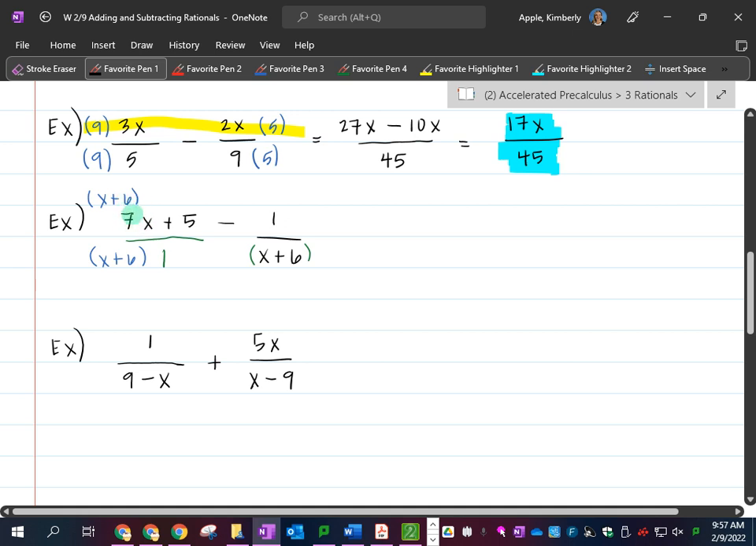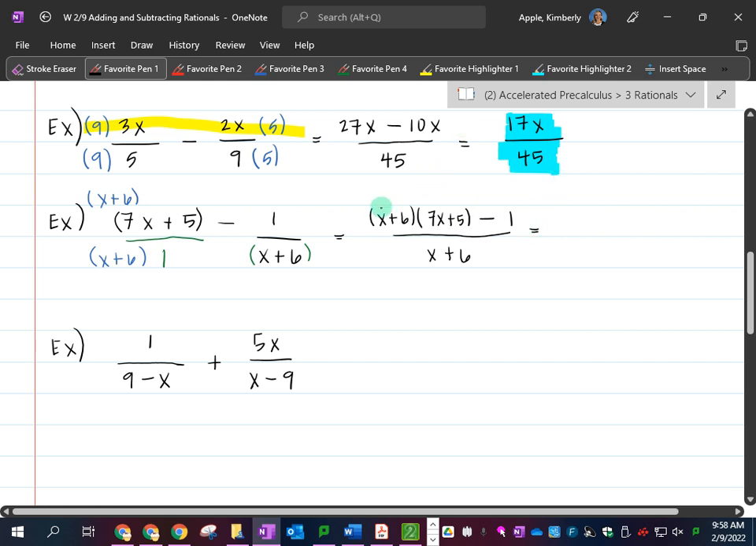So this one gets a little tricky. Do you remember what I said? These numerators, these pieces of the fraction, stay together. So when you write this one over here, your common denominator is x plus 6. But then you have x plus 6 times 7x plus 5, minus 1. So you just have to distribute. You got to distribute this first part and handle that first.